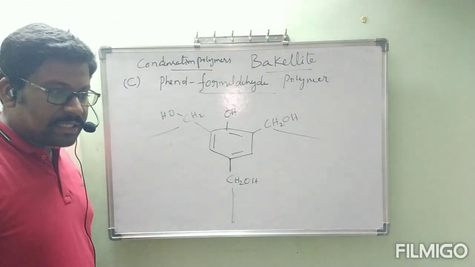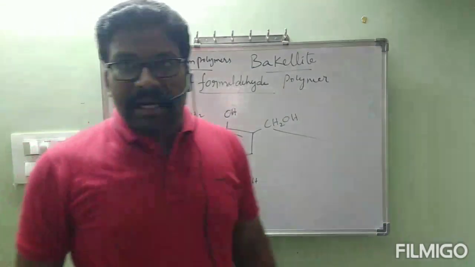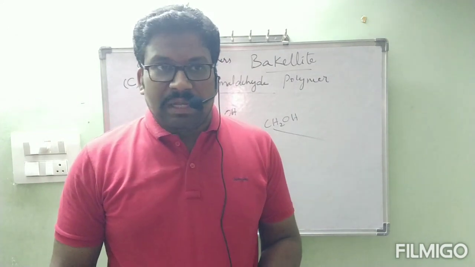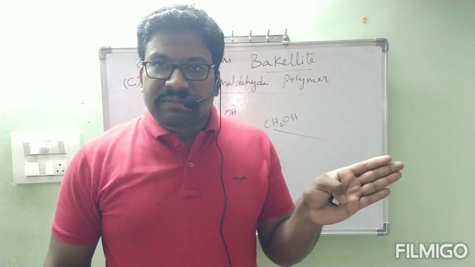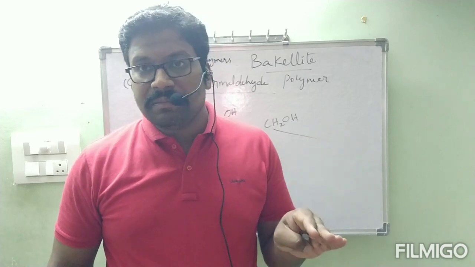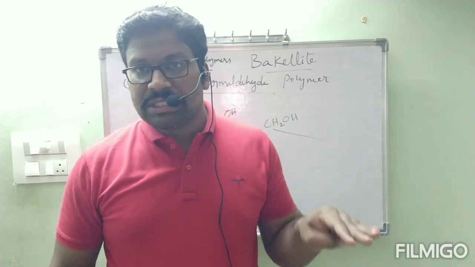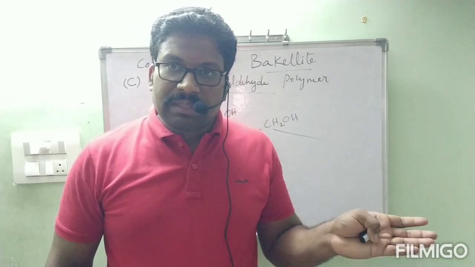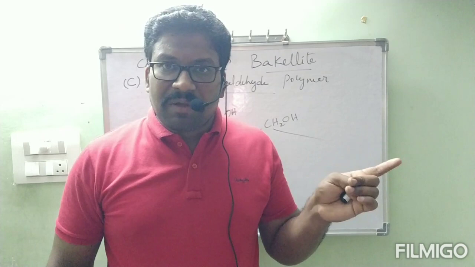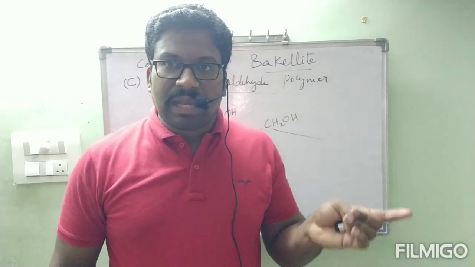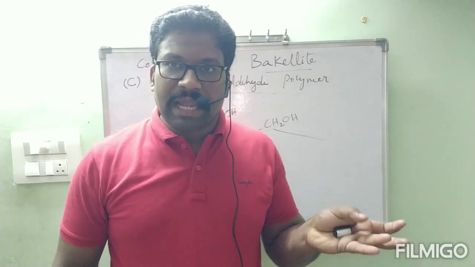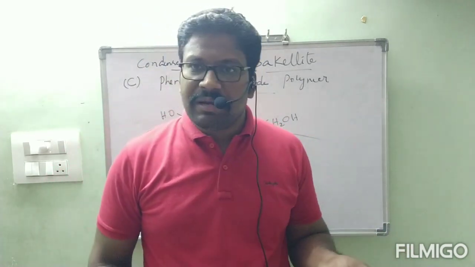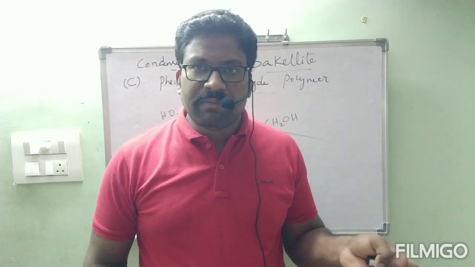We have one more, that is melamine formaldehyde polymer. That melamine formaldehyde polymer we will see in the next class. Before that, till now, we have seen the different classifications, the types of polymers, and the types of polymerizations they undergo. Now we started with addition polymers and condensation polymers. Under addition polymers, the examples we have seen are LDPE, HDPE, next Teflon and polyacrylonitrile.